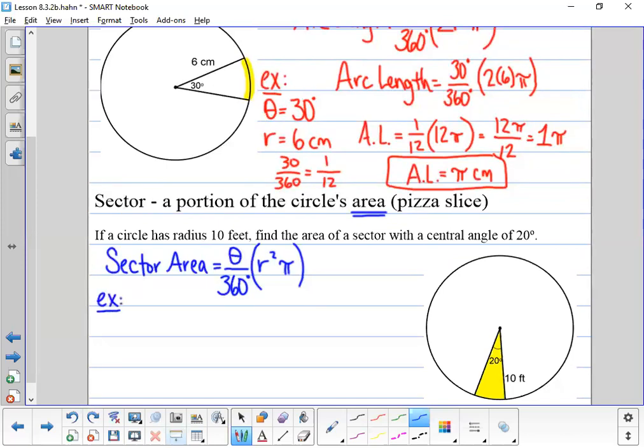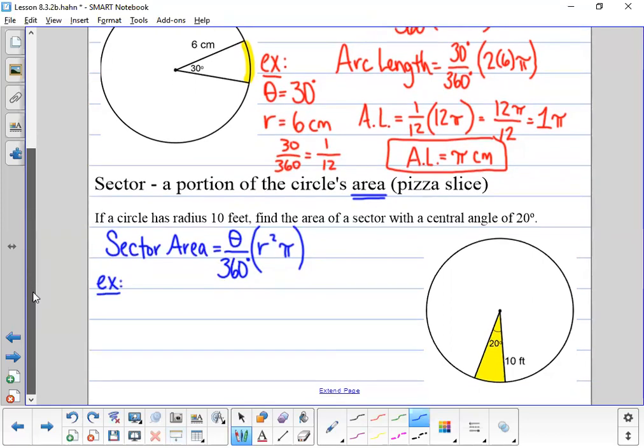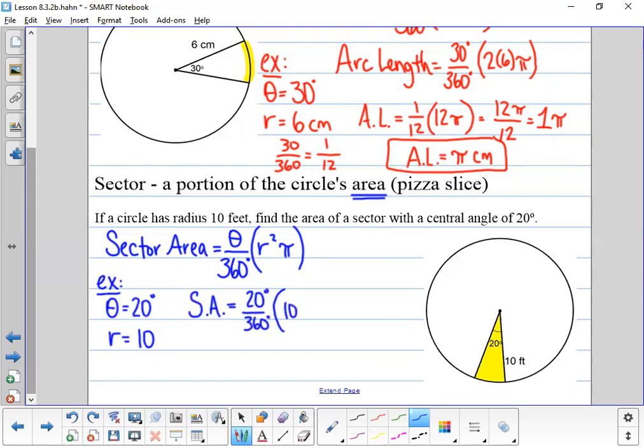Looking at this example that we have over here, I see that a circle has a radius of 10 feet. Find the area of the sector with a central angle of 20 degrees. So that means my theta is equal to 20 degrees, and my radius is equal to 10. My sector area then will be 20 degrees over 360 degrees times 10 squared times pi.